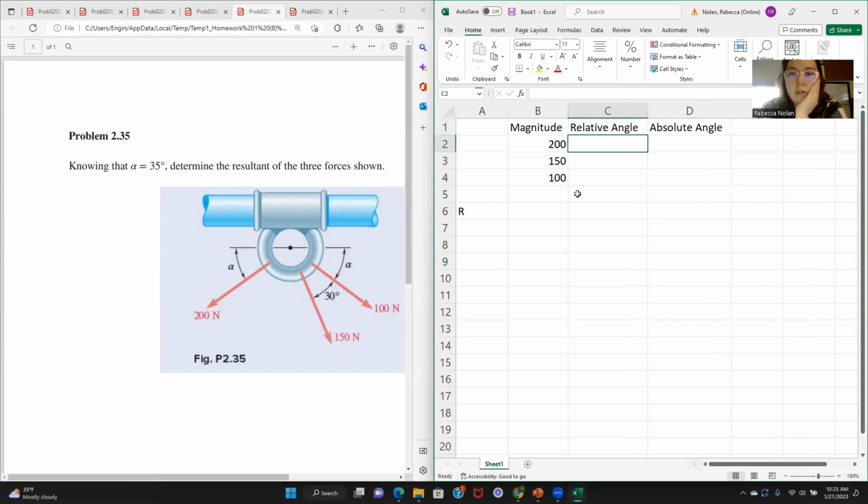Okay. So for our 200, it is 35 degrees below our negative y-axis. Does that make sense? 35 from our alpha degrees below our negative y-axis. Absolute angle would be from the positive, from 0 degrees, right? It's going to be 180 degrees for a half of a circle, plus that relative angle of 35.